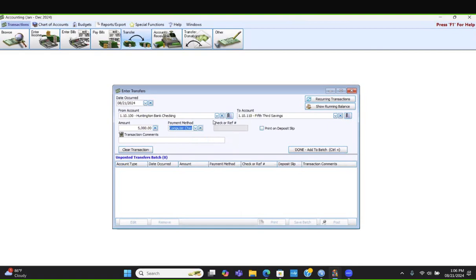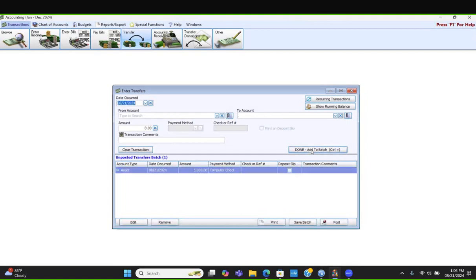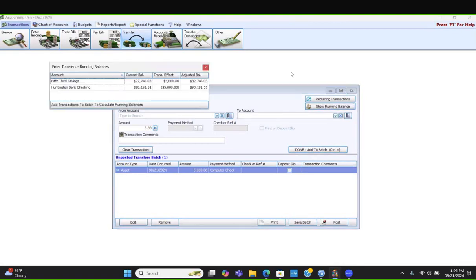Notice now the check or reference number gets grayed out, because that check number will be assigned when I go in to actually print the check, and I can enter any optional comments if I wish. So then when I click done, add to batch, I show this to folks a lot. I'm going to do show running balance here in the upper right.